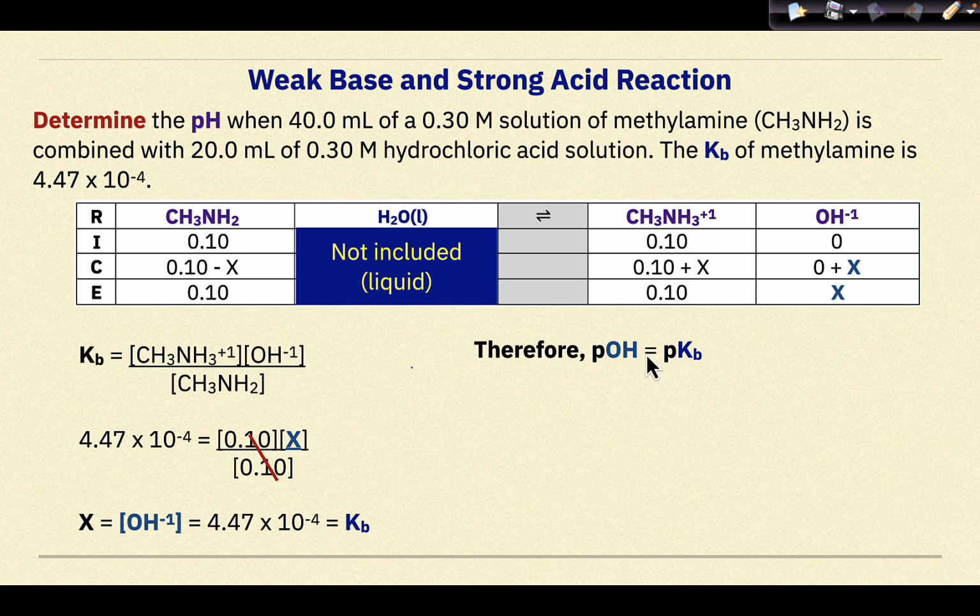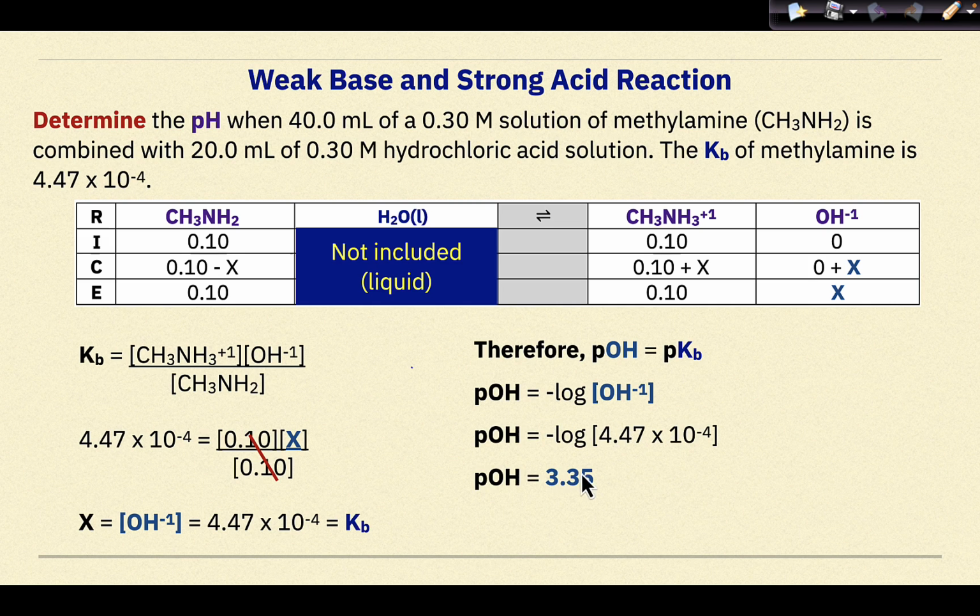Therefore, pOH is equal to pKb. To determine the pH, we will use the formula pOH is equal to the negative log of the hydroxide ion concentration. Next, we will substitute in the hydroxide ion concentration and solve for pOH. The pOH value is determined to be 3.35. Once the pOH value has been determined, we can solve for pH by subtracting 3.35 from 14. So our pH value is determined to be 10.65.